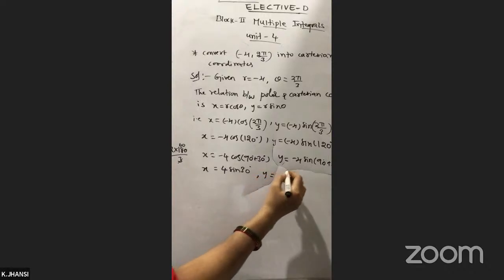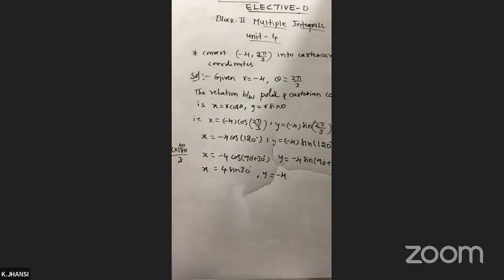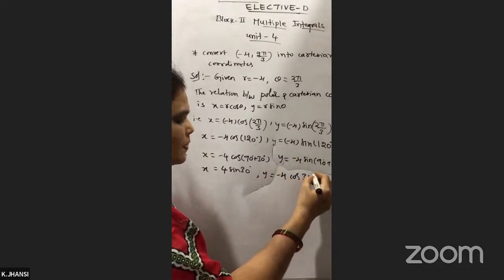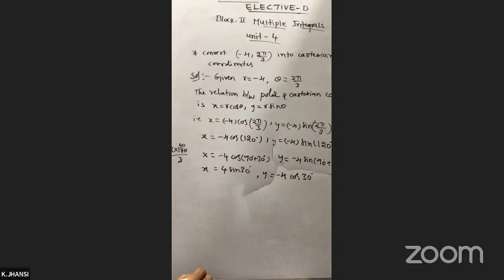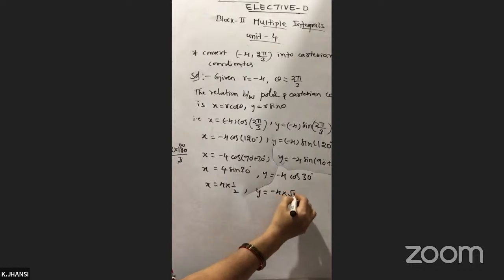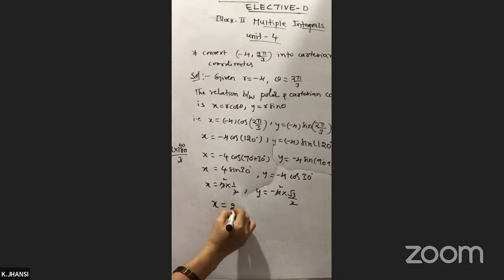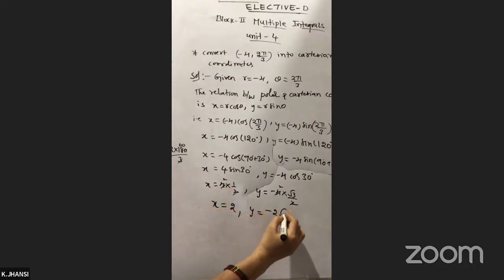And y is minus 4 sin of 90 plus theta. Sin of 90 plus theta is a positive value, so minus 4 sin will become cos, that is cos 30 degrees. So sin 30 is 1 by 2. So x equals 4 into 1 by 2, and y equals minus 4 into root 3 by 2. So 2 times, here 2 times. So x equals 2 and y equals minus 2 root 3. Like this we can find the values of x and y, which are the Cartesian coordinates.